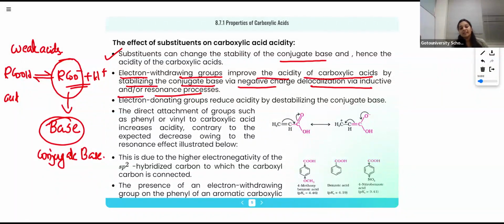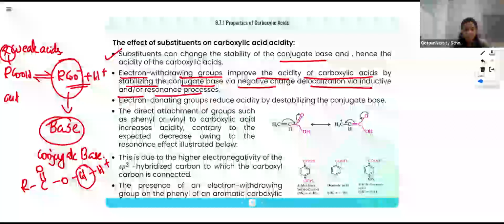Okay, so when an electron withdrawing group is there, suppose an X, I am adding an electron withdrawing group X here. So what will happen? Electron withdrawing means they are taking the electrons. See, R, C, O, OH. We have to release this H plus ion, then only it will be acidic. We have to release this hydrogen as H plus ion.